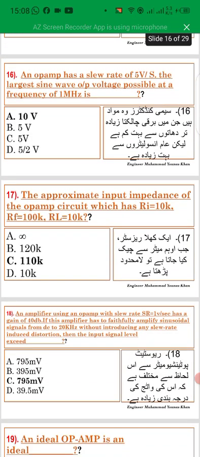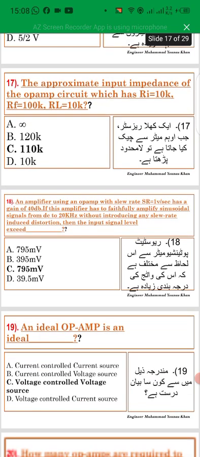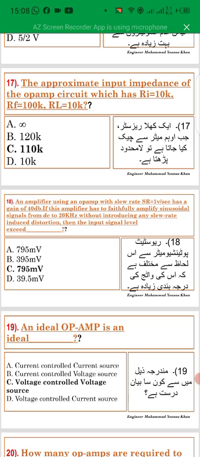An op-amp has a slew rate of 5 volt per microsecond. The largest sine wave output voltage possible at a frequency of 1 MHz is 10 volt. The approximate input impedance of the op-amp circuit, which has Ri equal to 10K, Rf equal to 100K, Rl equal to 10K, is 110K.